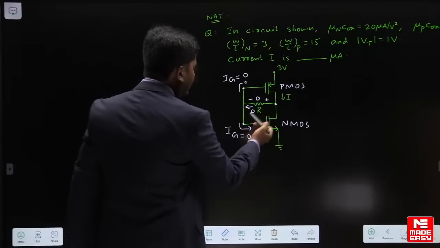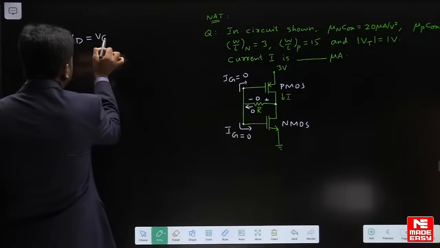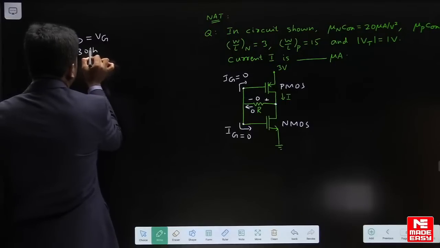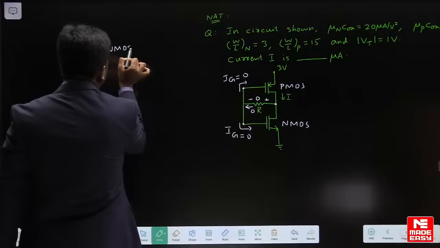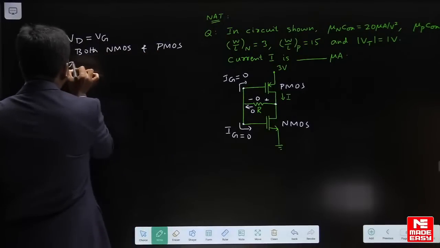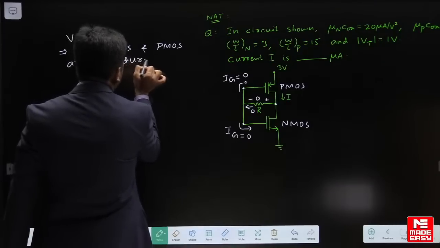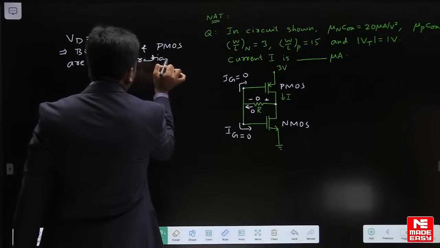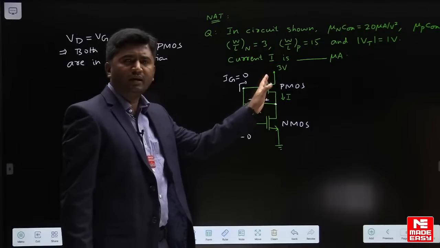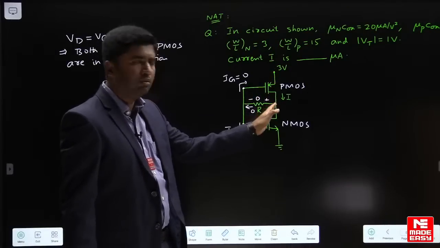Hope everybody understood this point. Drain and gate are at equal voltage. मैं यहाँ पे लिख देता हूँ, VD is equal to VG. It means both NMOS and PMOS are in saturation. Now these MOSFETs are in series, so we can equate their currents. Whatever current flows through PMOS, same current flows into NMOS.